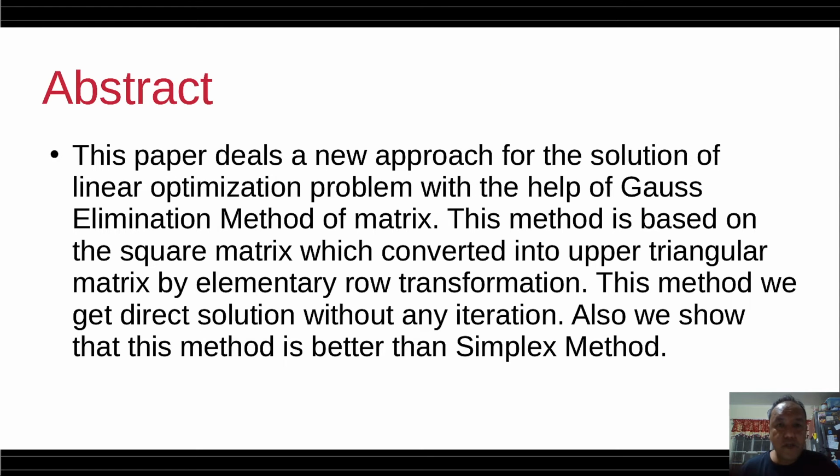This paper deals with a new approach for the solution of the linear optimization problem with the help of the Gauss elimination method of matrix. This method is based on the square matrix, which is converted into an upper triangular matrix by elementary row transformation. With this method we get a direct solution without any iteration. Also, we show that this method is better than the simplex method. So basically, this journal is a brief comparison between the Gauss elimination and the simplex.